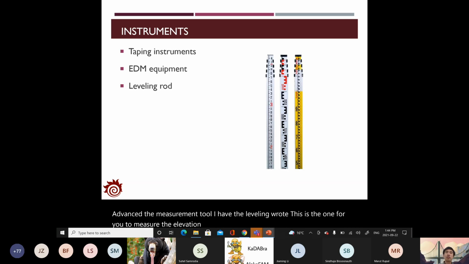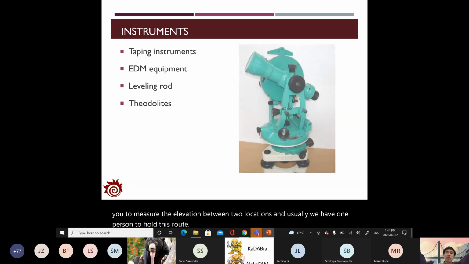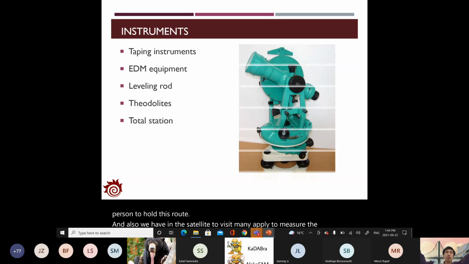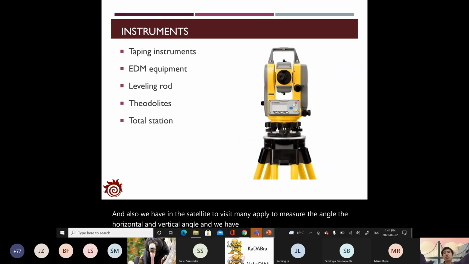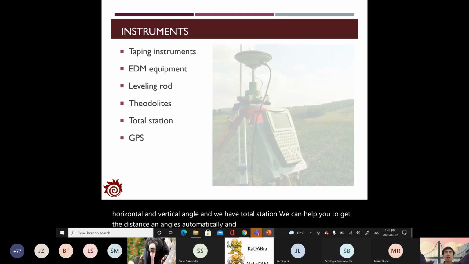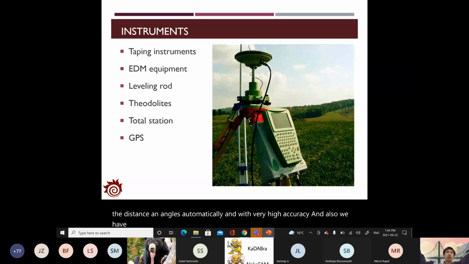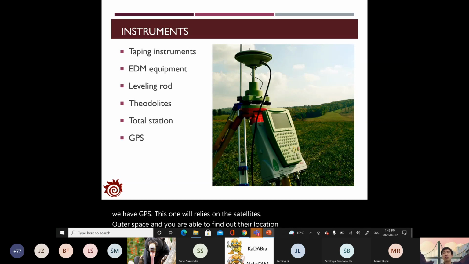between two locations, and usually we have one person to hold this rod. And we also have the theodolite, which is mainly applied to measure the horizontal and vertical angles. We have the total station, which can help you get the distance and angles automatically and with very high accuracy. And we also have GPS. This one relies on satellites in outer space, and you are able to find out the location and also measure the curve or the line easily with just one device.